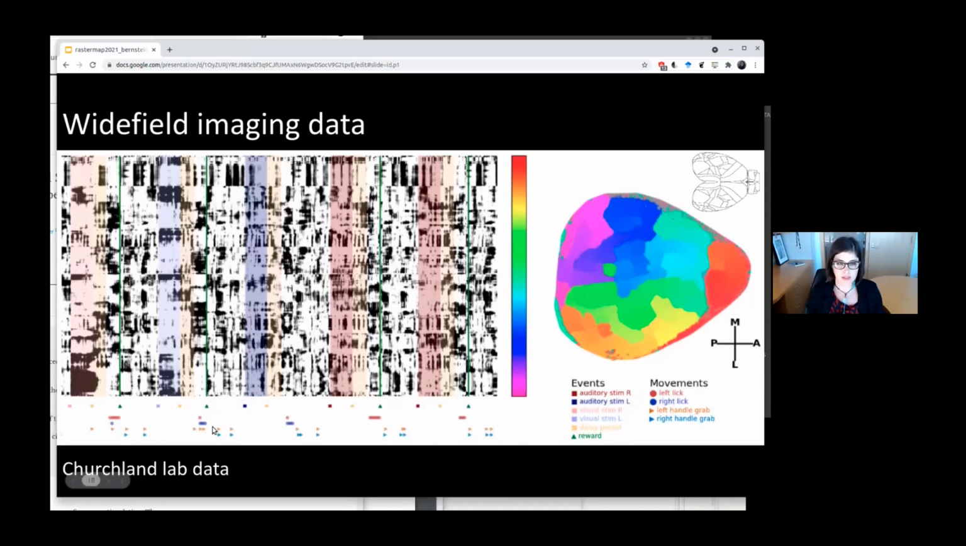But what's nice about those is then you can see during this right visual stimulus, there's a strong activation here in the purple, and that's where we've segmented things in the widefield imaging as well. And so this might be a way for you to group voxels and visualize them that might be easier to see than other types of methods.